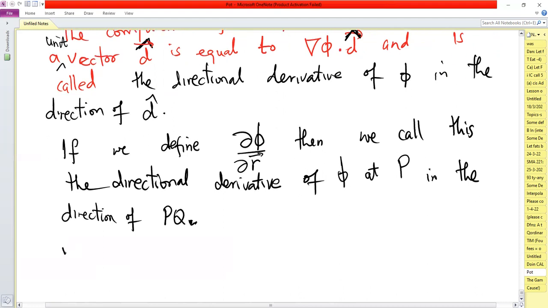So finally, gradient of phi is the maximum rate of change of phi.